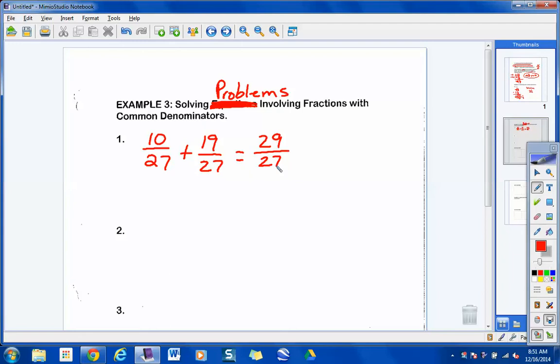Okay, so I really like what you're saying right here. Where's that one whole coming from? The 27 over 27. Okay. So are you kind of telling me that 29 is really the same as 27 plus 2? Is that what you're telling me? Yeah. Kind of like that. And a 27 over 27 is really what value? 1, right?